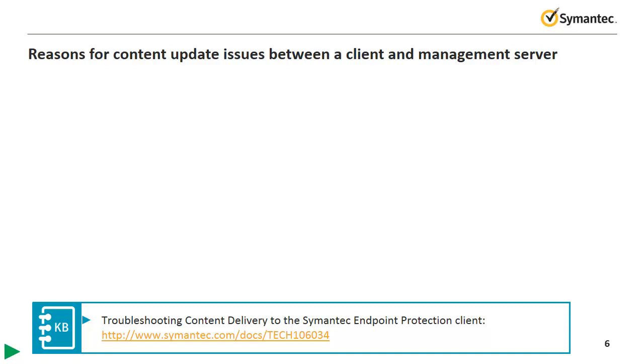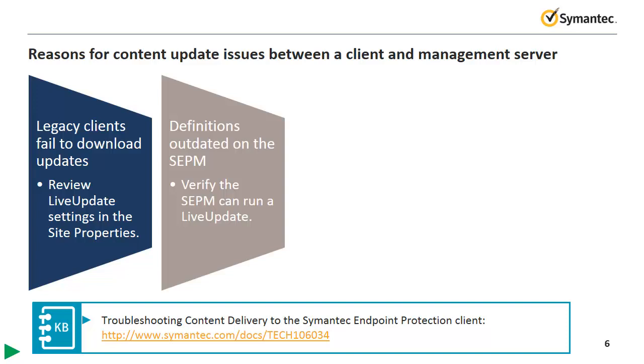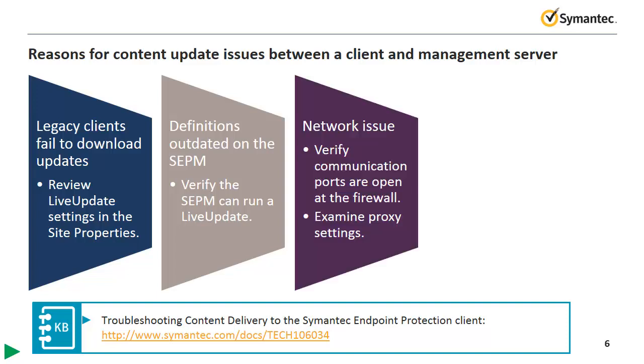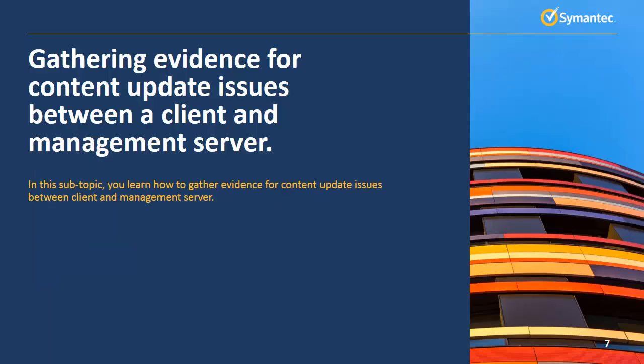There are many reasons why content updates can fail, but I've shown some common scenarios between a client and management server. If you're migrating from SEP 12.1 or have 12.1 clients, review the live update settings in the site properties to ensure the SEPM can download legacy content. If the SEPM has outdated definitions, verify the SEPM can run a live update. It could also be a network issue, in which you need to ensure communication ports are open at the firewall. You can also examine proxy settings. For definition corruption, check for corrupt content in the live update downloads folder in inetpub directory.